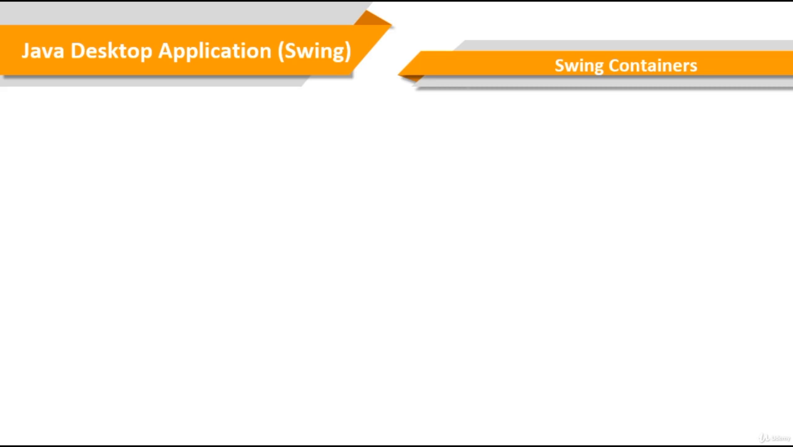So for creating a GUI, we need at least one container object, right? There are three types of containers. The panel.